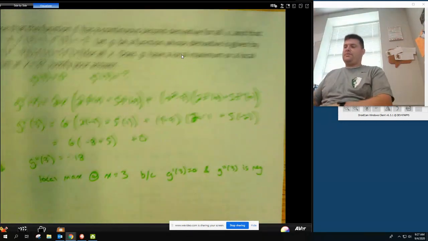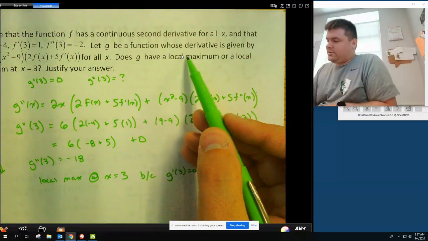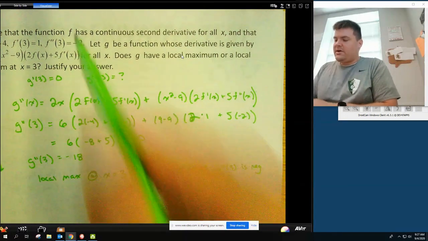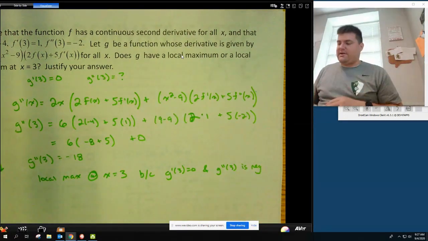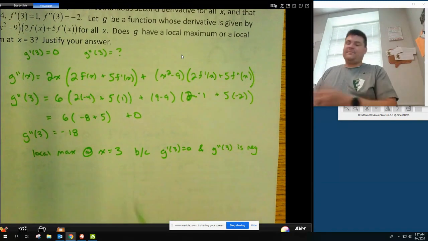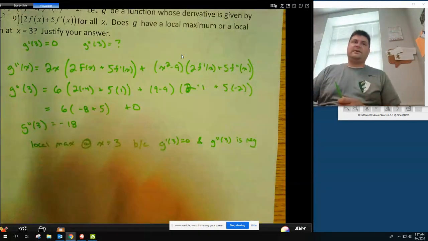Now, I wish the question was worded a little bit better here. If it asked you to find all local maximums or minimums, then we would have to set this equal to 0, find more points, and then test them out. But we didn't have to. It just asked about 3, and now we got it. And that is how you use the second derivative test. Much more useful than the first problem, but it's how you use the second derivative test.